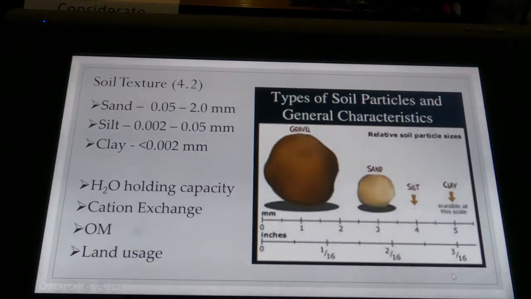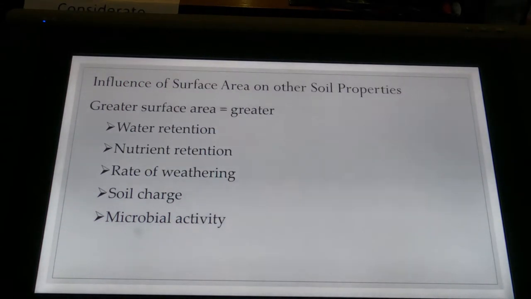We talked about the three separates that make up our soil: sand, silt, and clay, and the sizes of each one of those. Some of the things that they're important for: water holding capacity. Y'all remember that when we sprayed water in the sand, it didn't take much, but when we sprayed it in the clay, it took a lot more. Cation exchange based upon our surface area, organic matter, and land usage. We went over some of the other influences of surface area, water retention, again, nutrient retention, rate of weathering and charge, and microbial activity.